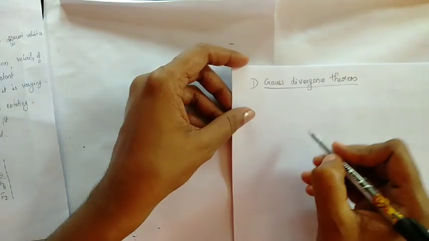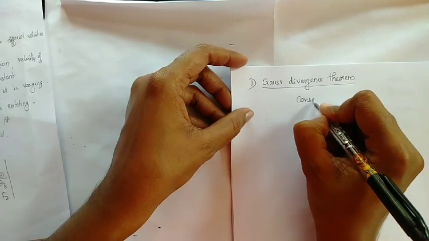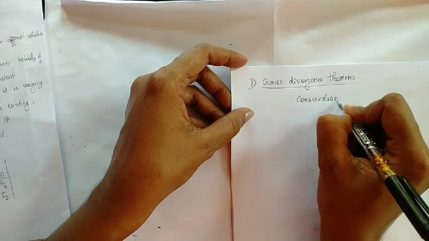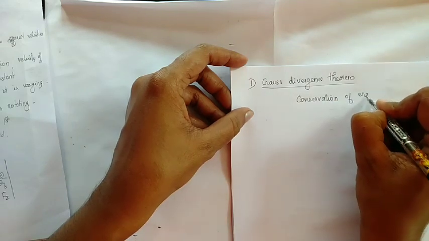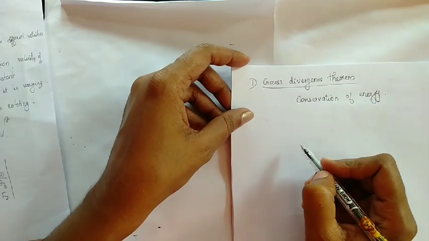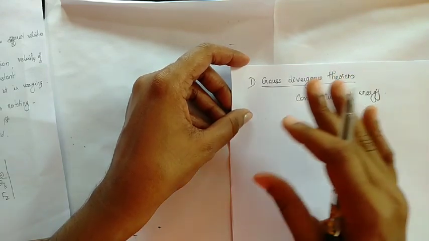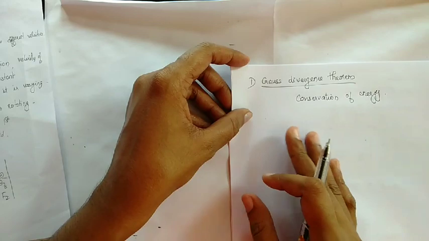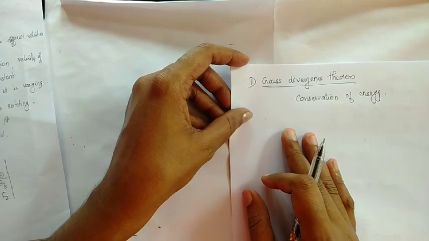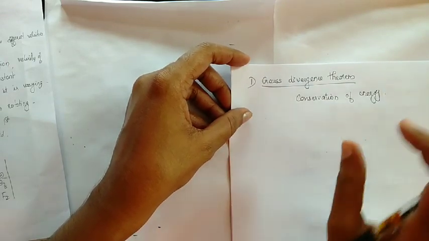Actually, it is a conservation of energy theorem. This theorem speaks about conservation of energy. It relates the flux of a vector field through a closed surface to the divergence of the field in the volume enclosed. I think you didn't understand anything.